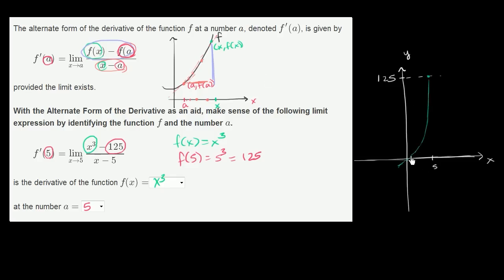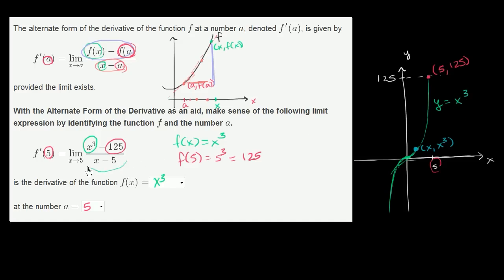But the function is going to look something like this. We know what x to the third looks like. So here, our a is equal to 5. This point right over here is 5, 125. And then we're taking the slope between that point and an arbitrary other point on the curve. So this right over here would be the point x, x to the third. We know that f of x is equal to x to the third. And let me make it clear, this is a graph of y equals x to the third.